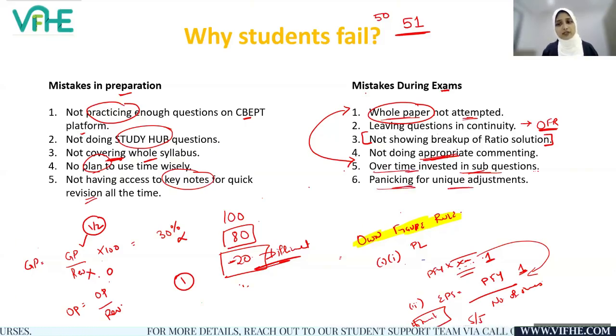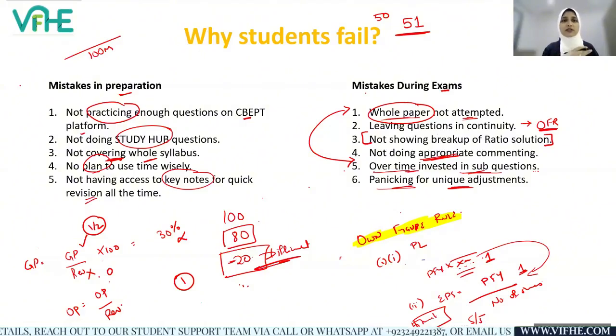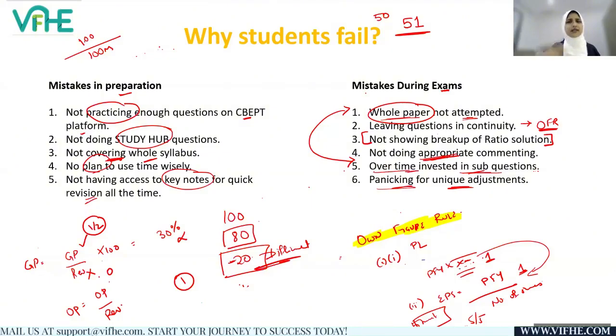Panicking for unique adjustments is a problem because, again, understand the 100 mark paper is designed in such a fashion that the 10 mark, 5 mark questions, nobody in the world is going to get them. Why do I say that? Because if that was the case, we would have many cases where quarter on quarter we would have 100 out of 100. But that's not the case for any paper. Every quarter, do we see a 100 on 100? No, we don't. Which means papers are designed in such a manner that the 5 mark, 10 mark questions are there so that nobody is able to do it.